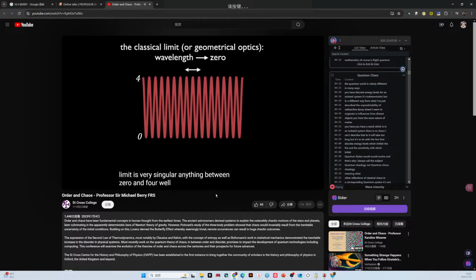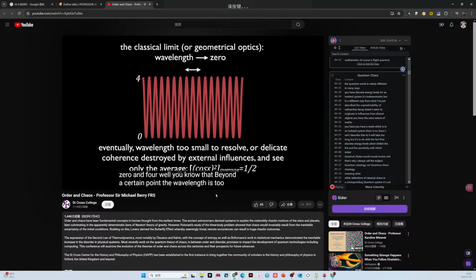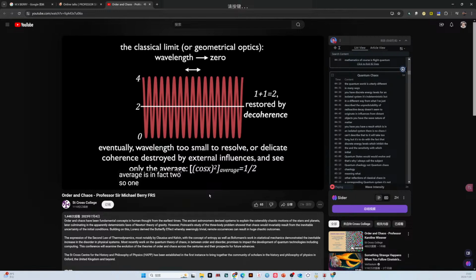Well, you know that beyond a certain point, the wavelength is too small to resolve, or the delicate coherence leading to this nice pattern is destroyed by external influences, and you see only the average. So the average is in fact 2. So 1 plus 1 equals 2 is restored by something called decoherence.